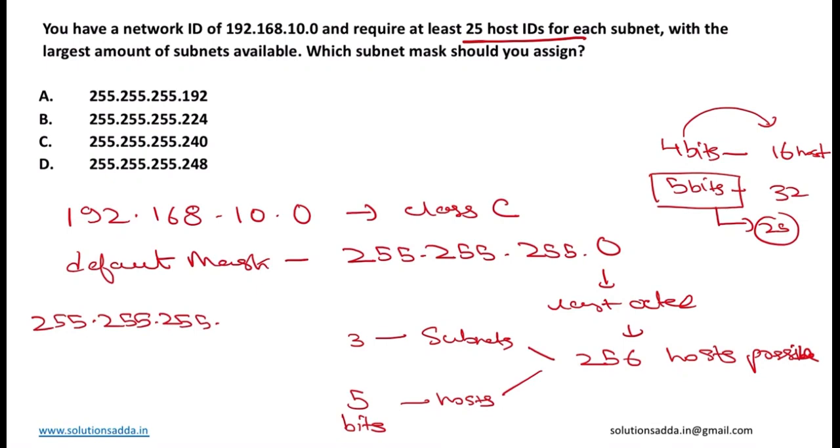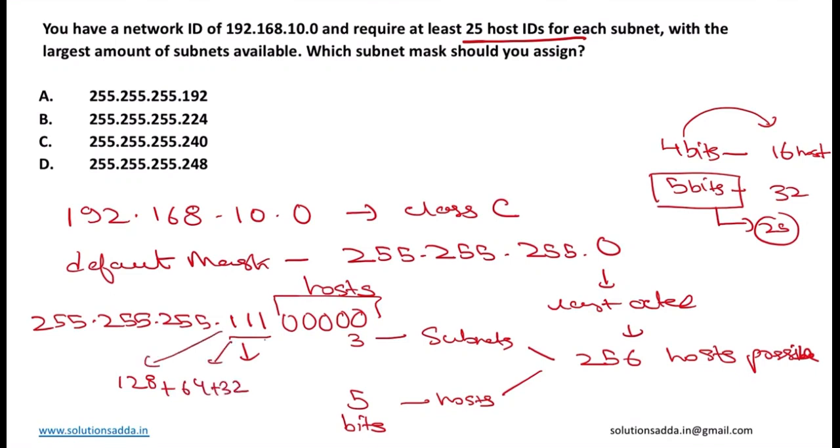255.255.255. Suppose these 3 bits for the subnet ID are reserved and the remaining are for hosts. So these 5 are for hosts because we need 25 host IDs, and this if we convert, we get 128 plus 64 plus 32 for each one. This is 224. Therefore overall subnet mask possible is 255.255.255.224.